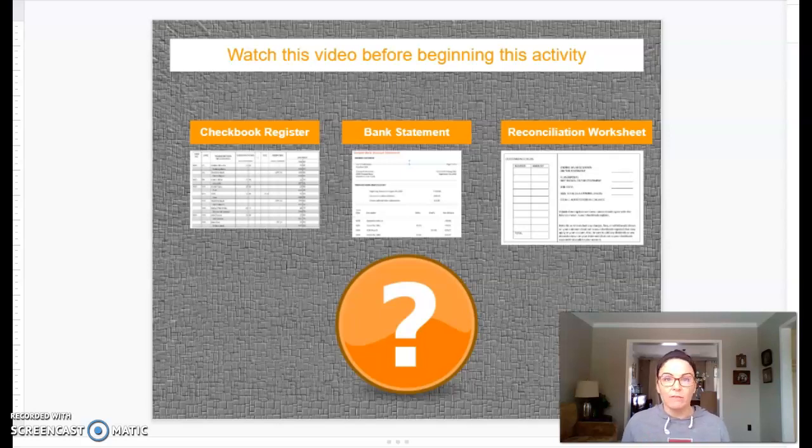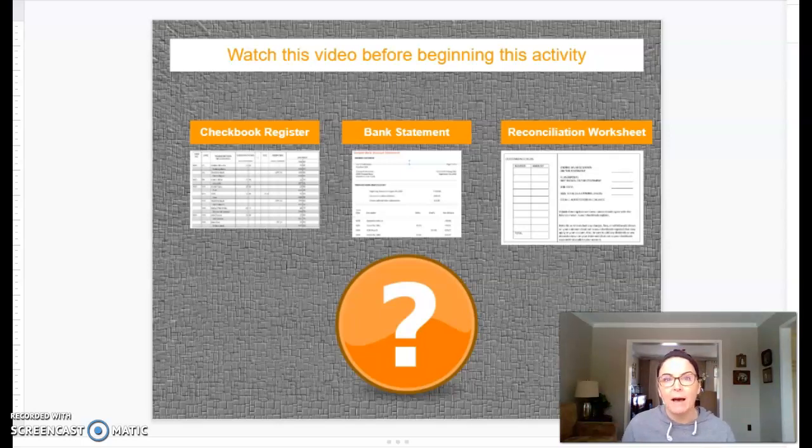So obviously in your lifetime, you're probably going to use an app from your bank. There's a very good chance that you might have a separate money app on your phone that you're using, as well as your bank's online payment system that you might be accessing along the way. So our three different things that we're looking at are a checkbook register, a bank statement, and then something called a reconciliation worksheet. Your checkbook register is basically your records of what you think you have going on in your checking account. And then your bank statement is what the bank thinks you have going on in your checking account.